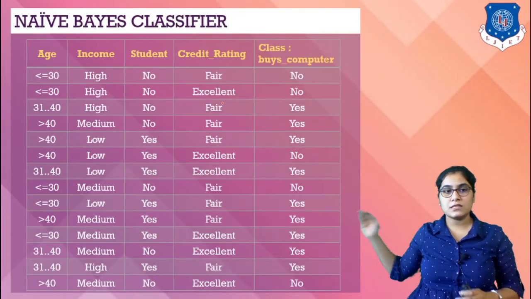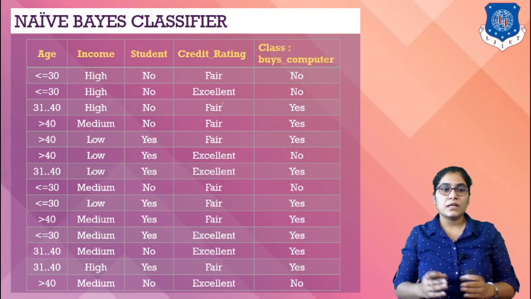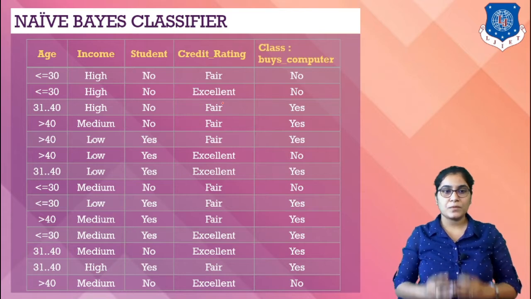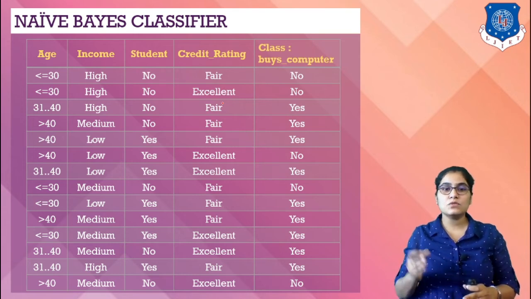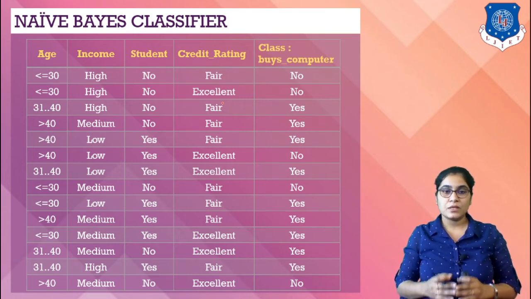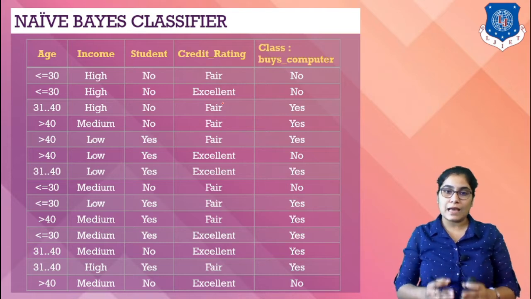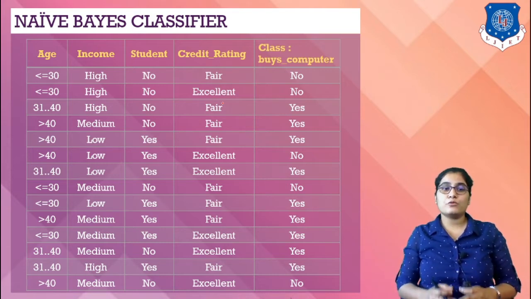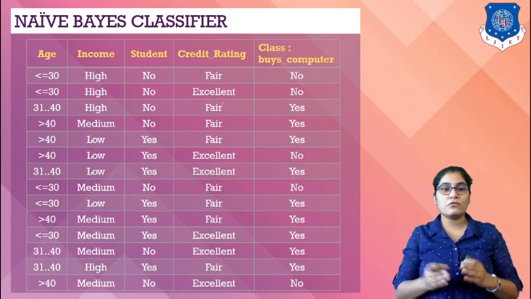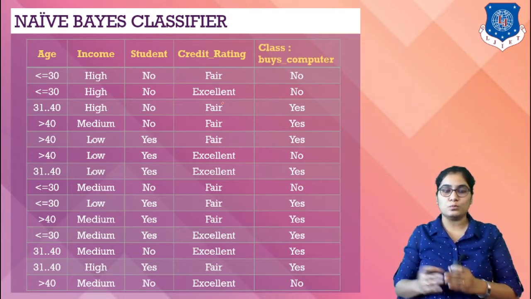So let's understand the Naive Bayes algorithm using an example. As you can see in this slide, we have a table with different records. The first columns of this table contain the attributes of the customer, like age, income, student and credit rating, whereas the last column is the class label. Here we are trying to predict whether the customer will buy a computer or not, and that is why the value of the class label would be yes or no.